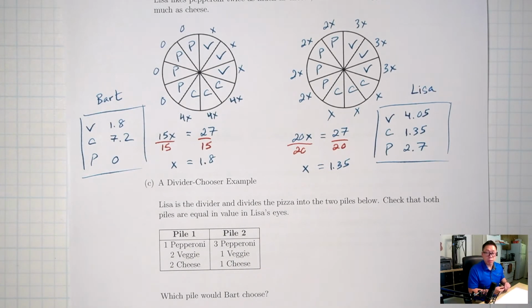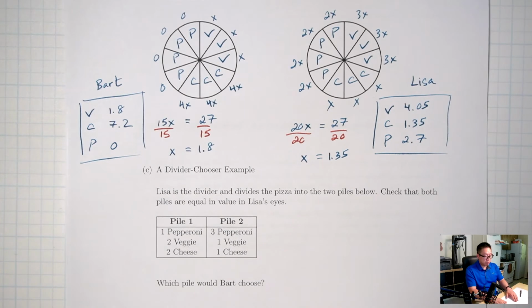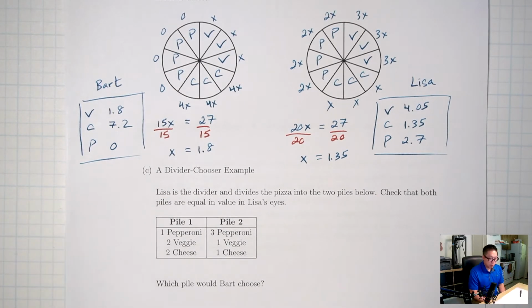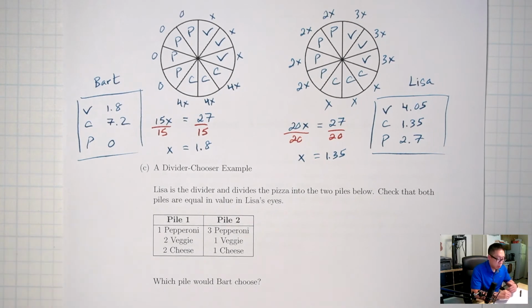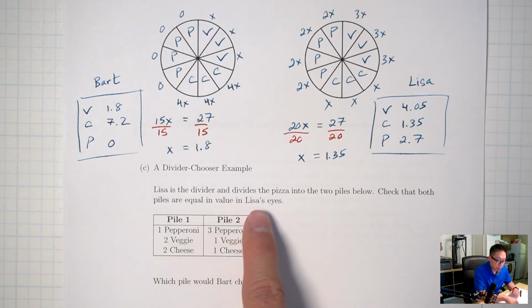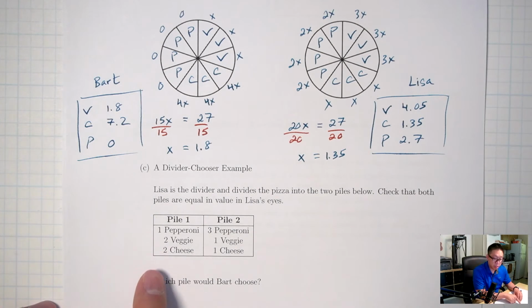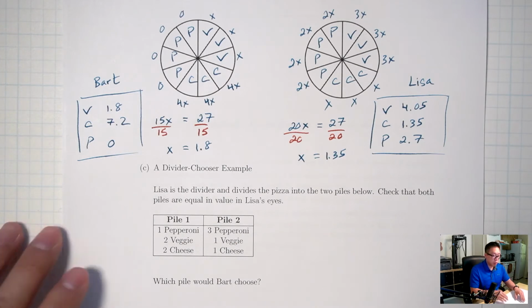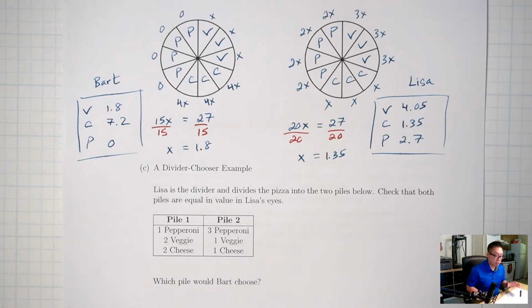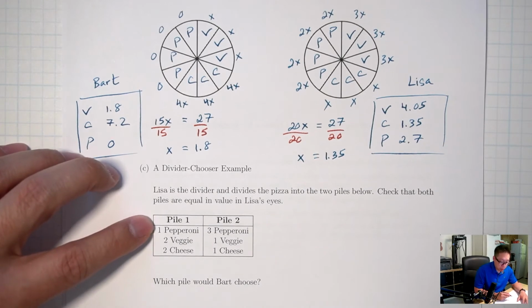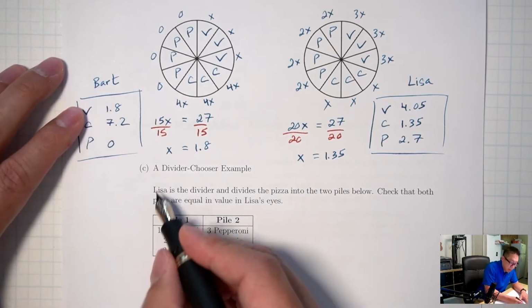So that's a review of what we talked about last time. Now the new stuff, a divider chooser example. Now we're going to determine which slices to give to each person. Lisa here is going to be the divider, and she's going to divide the pizza into the 2 piles below. Pile 1 has 1 pepperoni, 2 veggie, and 2 cheese. Pile 2 has 3 pepperoni, 1 veggie, and 1 cheese. As the divider, she's going to want to cut this pizza up as evenly as possible in her eyes. So let's check that she actually did this. Let's check the value of pile 1 and pile 2 for Lisa.